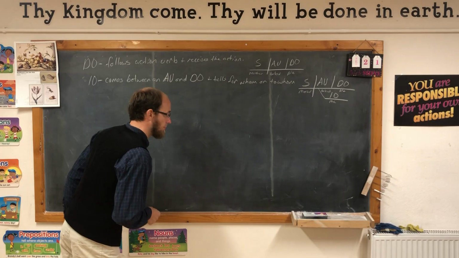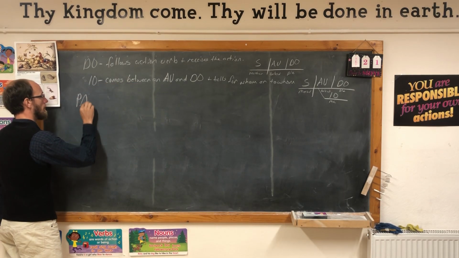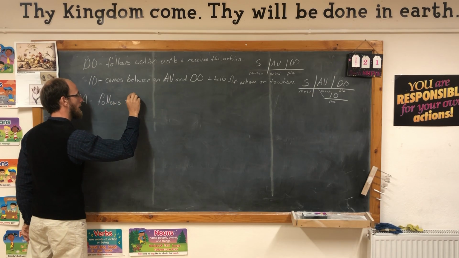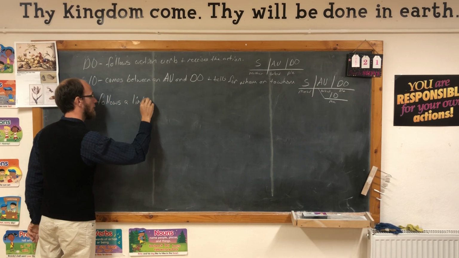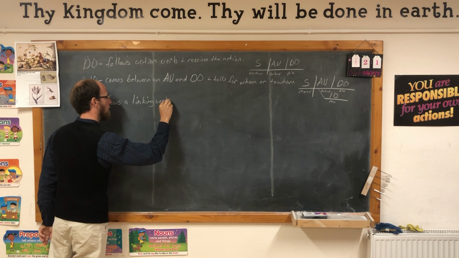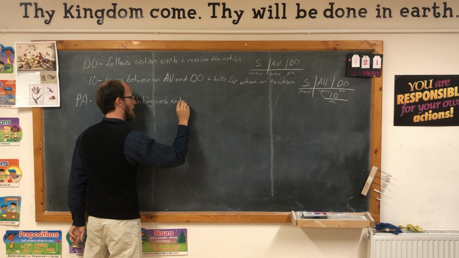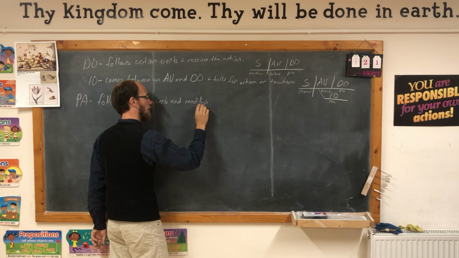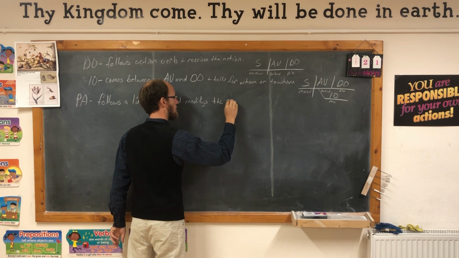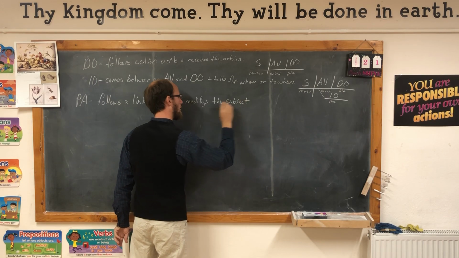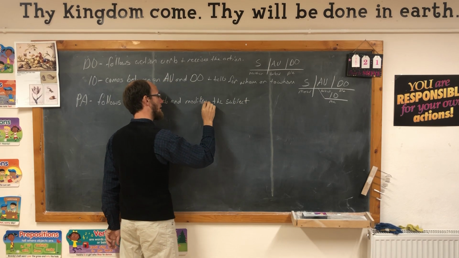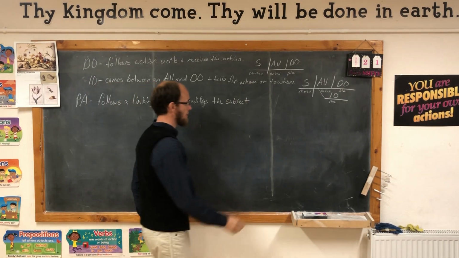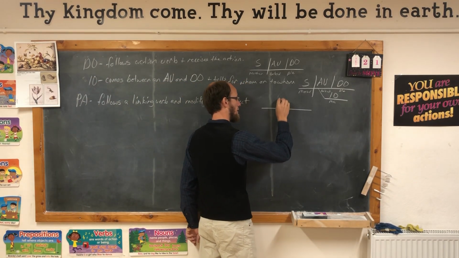All right. Predicate adjective follows a linking verb and modifies the subject. Predicate adjective follows the linking verb and modifies the subject. And here's how that is diagrammed.